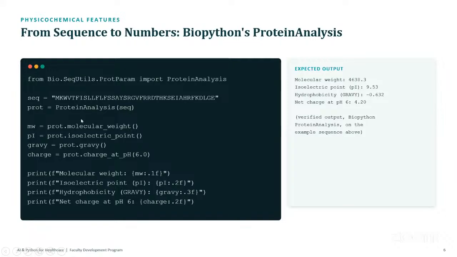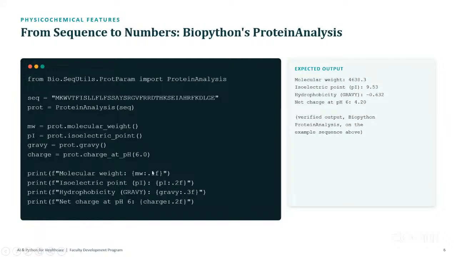Okay, and then we can calculate the molecular weight of that sequence and the isoelectric point by using prot.molecular_weight and prot.isoelectric_point. Or we can calculate the gravy as prot.gravy, and also the charge at a given pH level, using prot.charge_at_pH. Okay, so we calculate these things and we can display them on the output by using the print command.